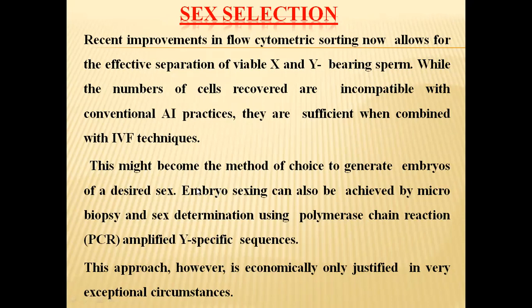So apart from sperm sexing, embryo sexing also can be achieved by microbiopsy and sex determination using polymerase chain reaction amplified by Y-specific sequences. So we can also detect the sex of the developing embryo by using this PCR test. In this PCR test, some Y-specific DNA sequences are tested, whether they are present in the embryo or not. If the embryo has Y-specific sequences, then we can conclude that the developing embryo is a male offspring. If the Y-specific sequences are absent in the developing embryo, then we know that it is a female offspring. So in this way, embryo sexing also is possible. But this approach, embryo sexing, is economically not viable. It is justified only in very, very rare exceptional cases.